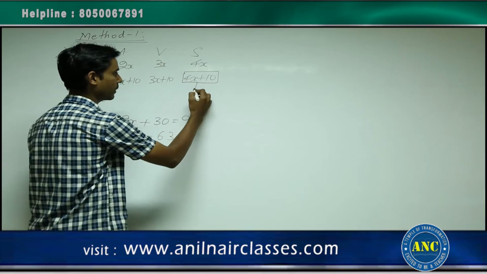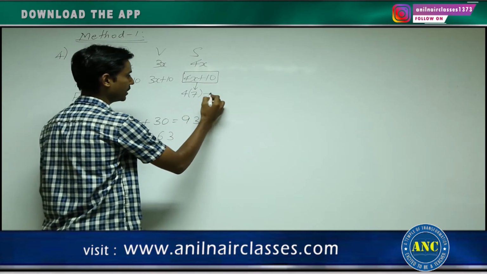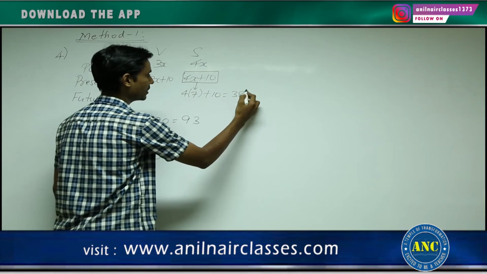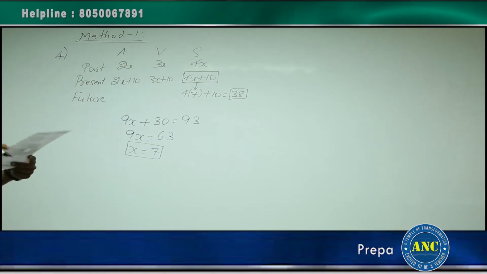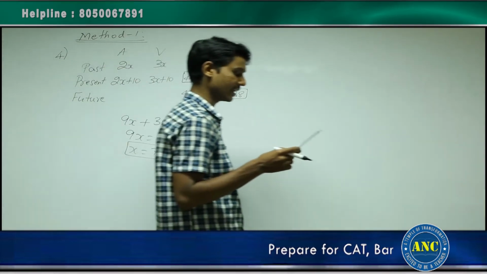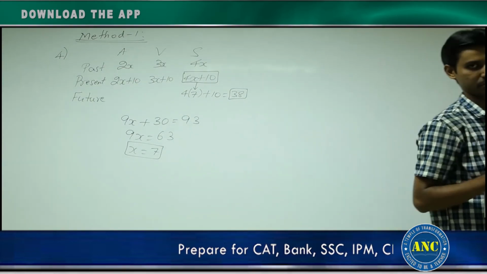But we require 4x plus 10. So answer is 4 into 7 plus 10. 4 into 7 plus 10 is 38. So present age of Sujay is 38 years. Approach clear, right? Present age of Sujay is 38 years. That is method 1. First write down method 1.